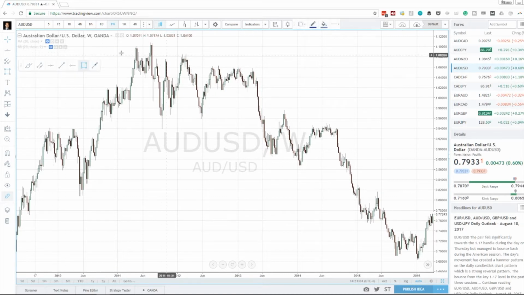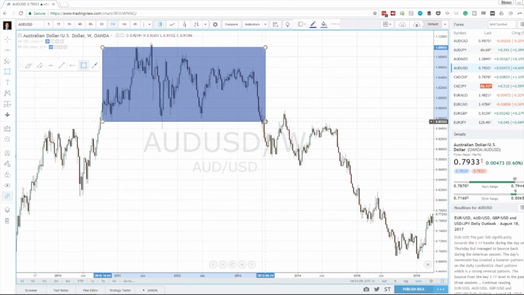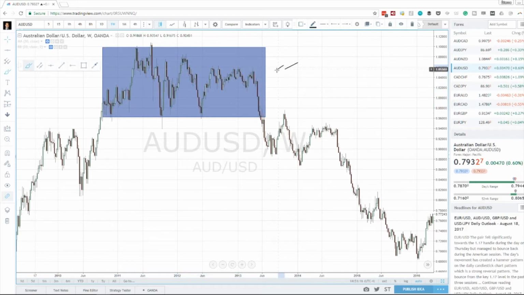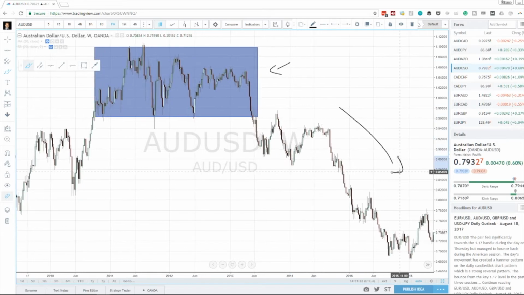So I'll first put kind of a box here, because what I see is that we've been going sideways in the market. We had this breakdown and then we started a downtrend. So this right here is a phase of consolidation, and this is a downtrend. Now, I'll go a little bit forward.